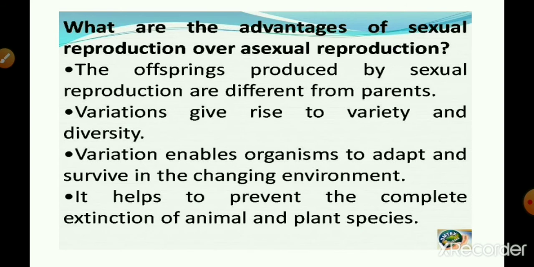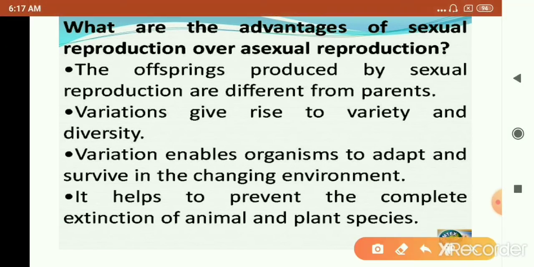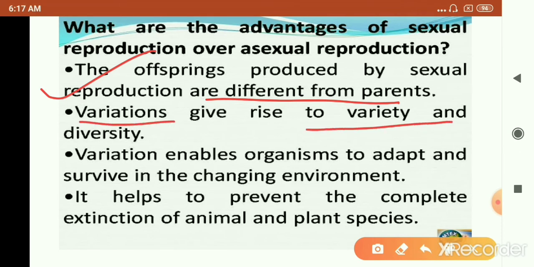Okay, and here the advantages of sexual reproduction are shown. Here you can see what the advantages are. Let's sum up. The offsprings that are produced sexually are different from the parent. First, the variations that are produced give rise to variety and diversity.